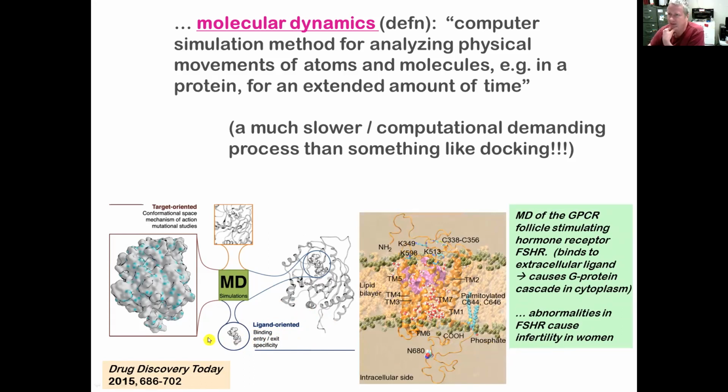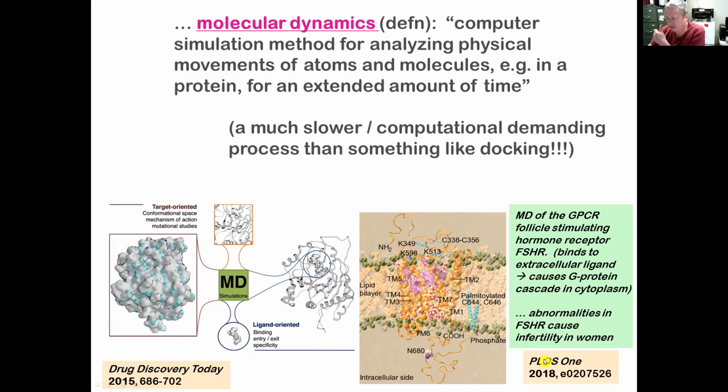It was a very specific use of MD to study the GPCR follicle stimulating hormone receptor, FSHR. All the GPCRs, remember, bind to something on the extracellular side, like a ligand. And then that causes some changes in the protein structure. And then that causes phosphorylation of proteins on the other side, inside the cell, basically, right? And abnormalities of this protein cause infertility in women.